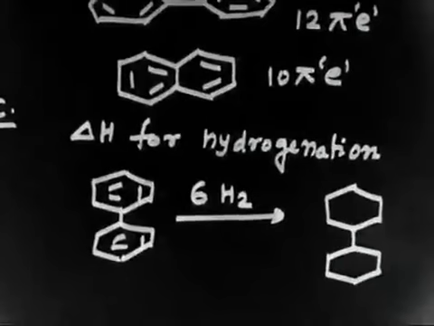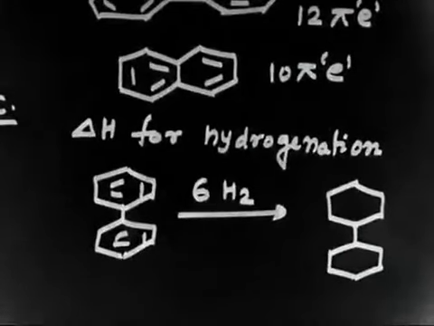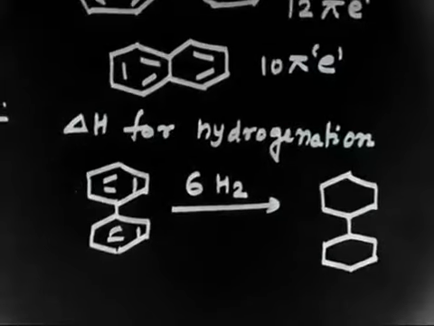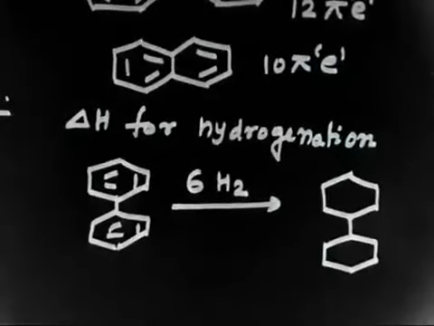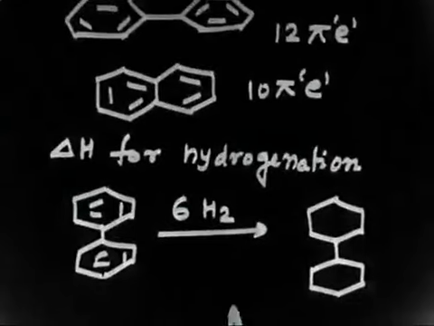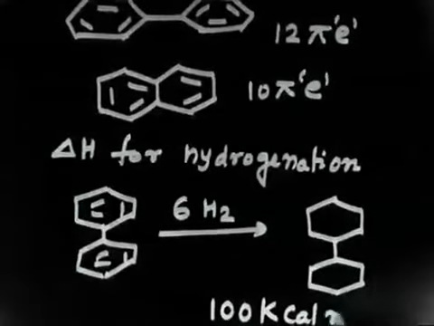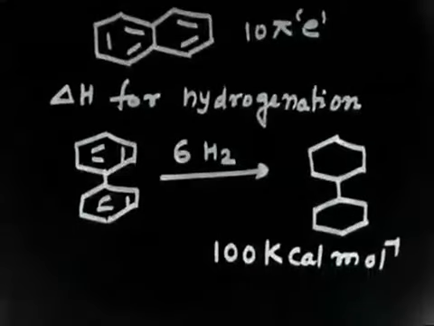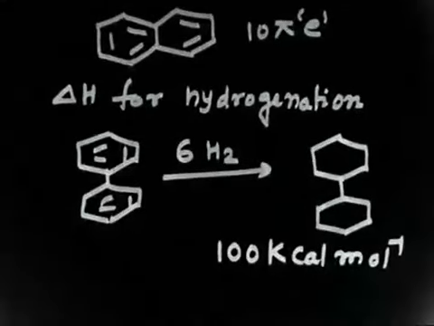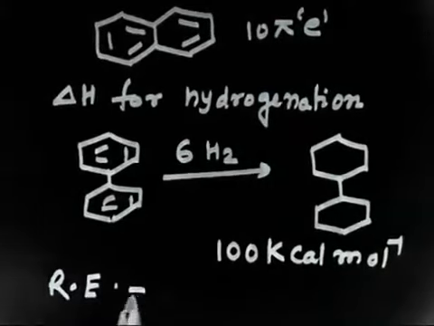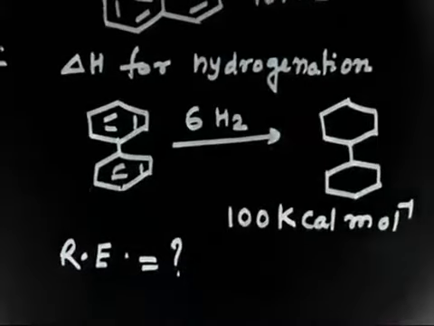The questioner says that the amount of heat released in this process is given to you. So the amount of heat released in this process is 100 kilocalorie per mole. So for 1 mole, 100 kilocalorie of heat is released. Now we have to find the resonance energy. So we are interested in the resonance energy of this molecule.